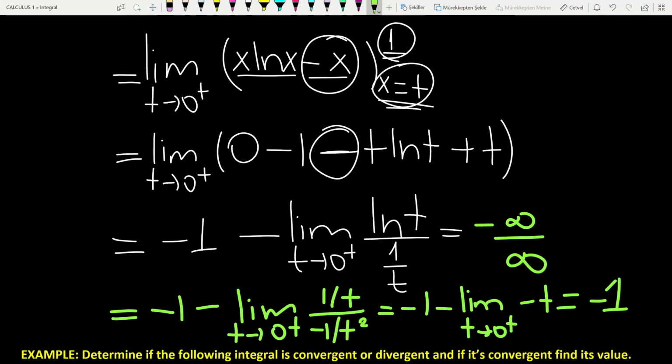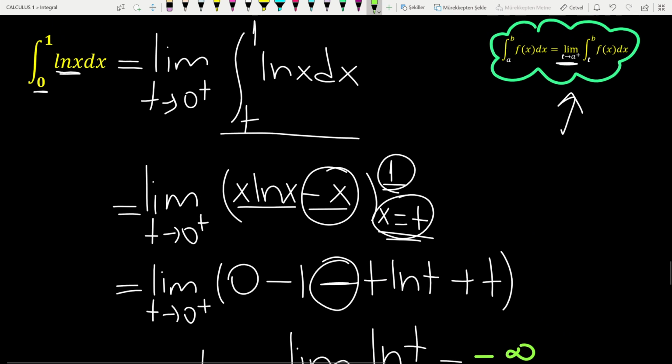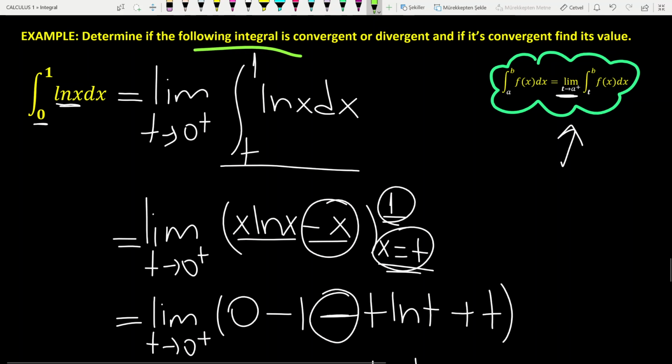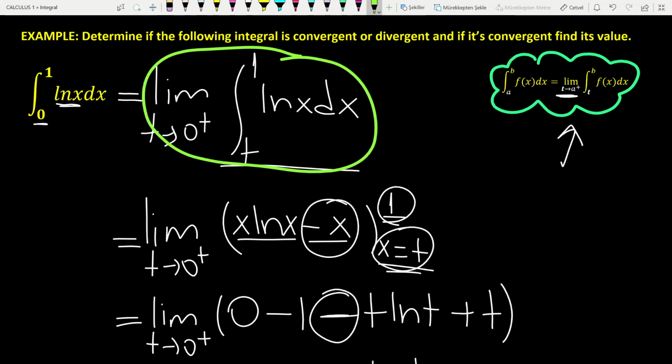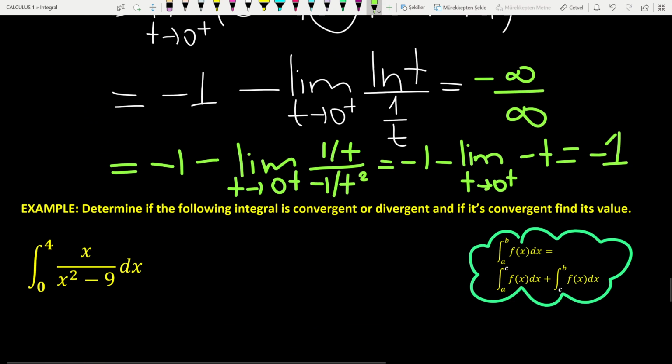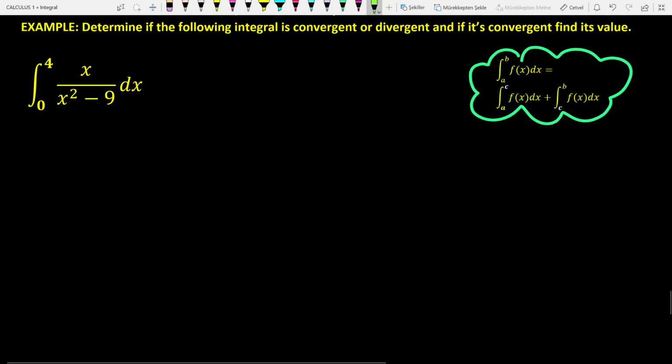So what does it mean? Since the answer of this limit expression is minus 1, the given improper integral is convergent and it converges to the point minus 1. This is all. What about the next question?